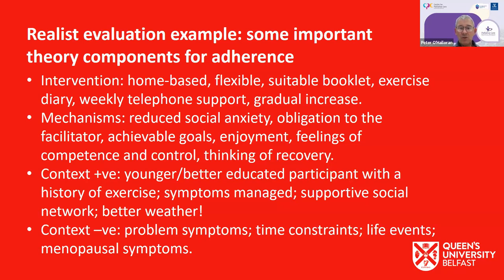They needed achievable goals, or goals that they perceived to be achievable, to continue with the program, they had to enjoy it, it gave them feelings of competence and control, and it helped them to think about recovery rather than about their illness. What helped in the context? Well, this seemed to work better for younger, better educated participants who also had a history of exercise prior to their illness. It worked better when their symptoms were managed, when they had a supportive social network, and when the weather was better. We're in Northern Ireland after all. Negative context: if they were experiencing problem symptoms, time constraints, life events, and also menopausal symptoms, particularly in this group.